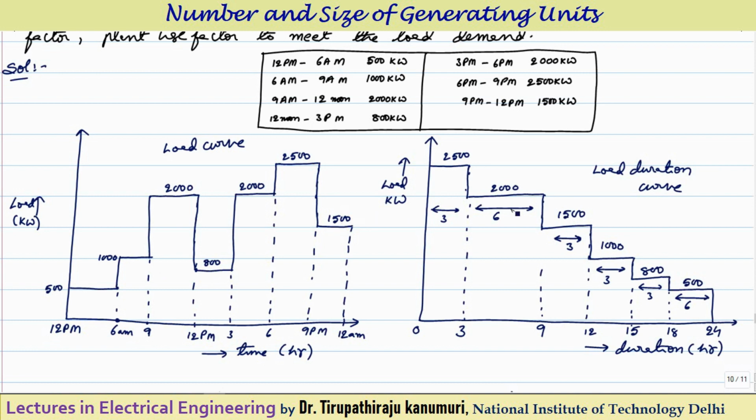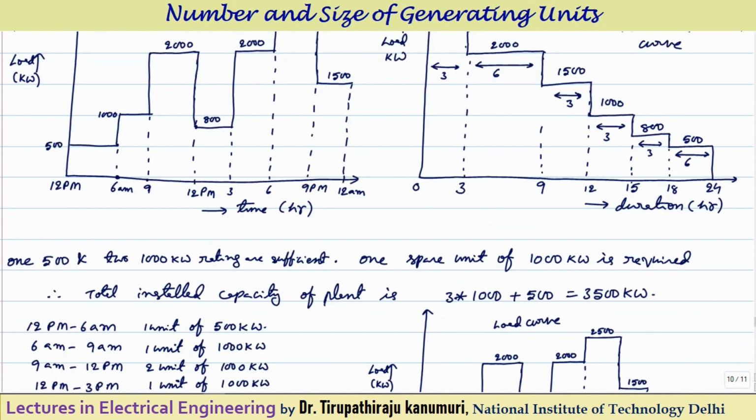So from this I am plotting the load duration curve. I have kept the load duration curve in descending order. So this is 2500, then 2000, 1500, 1000, 800 and 500, and the duration is mentioned here. You can see 2500 is running from 6 to 9 pm, that means 3 hours, and 2000 kilowatt is running from 3 to 6 and 9 to 12, so a total duration of 6 hours. Similarly 1500 for 3 hours, 1000 for 3 hours, 800 for 3 hours and 500 for 6 hours. So this is what we got as the load duration curve.